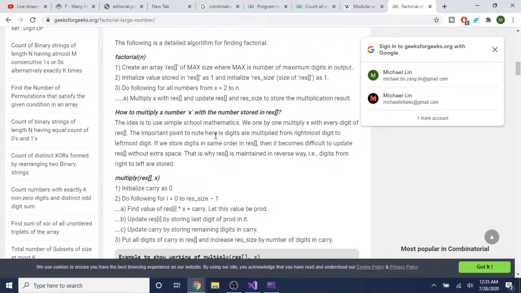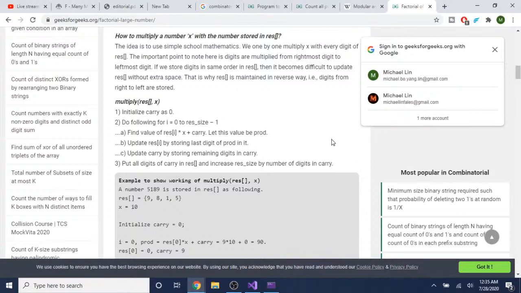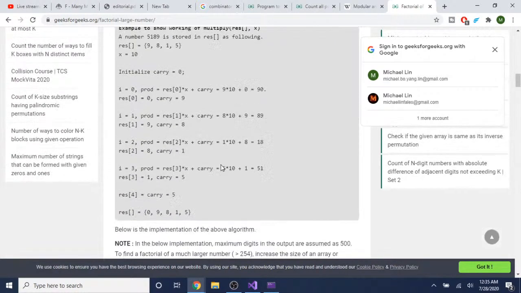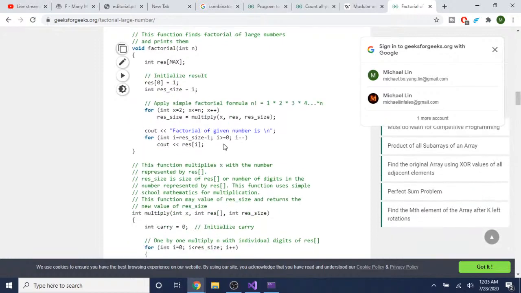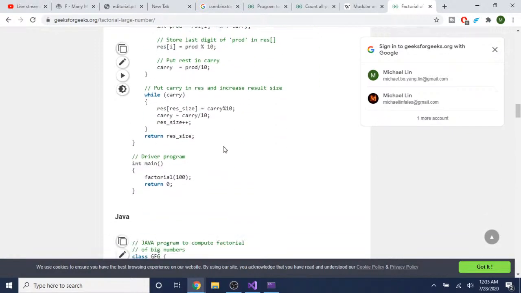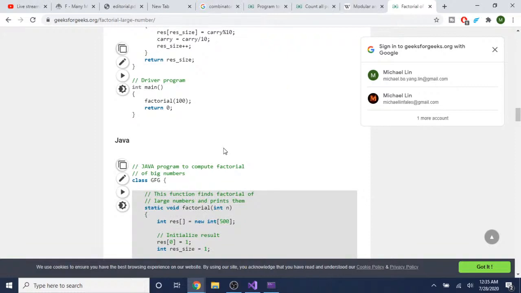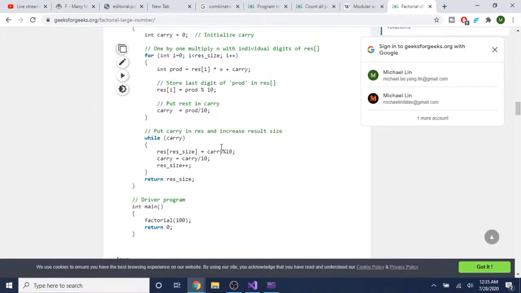Okay, we have to create an array of results of max size, the number of digits in the output. We store the value result as 1, and result size as 1. Do the following from 2 to n: multiply x with the result, then update result and result size to store the multiplication result. This initializes the carry to 0, then multiply, and let the carry be the rest. Store the last digit of the product and update the carry. Okay, wow. That is pretty intense. Okay, we're going to have to do this.